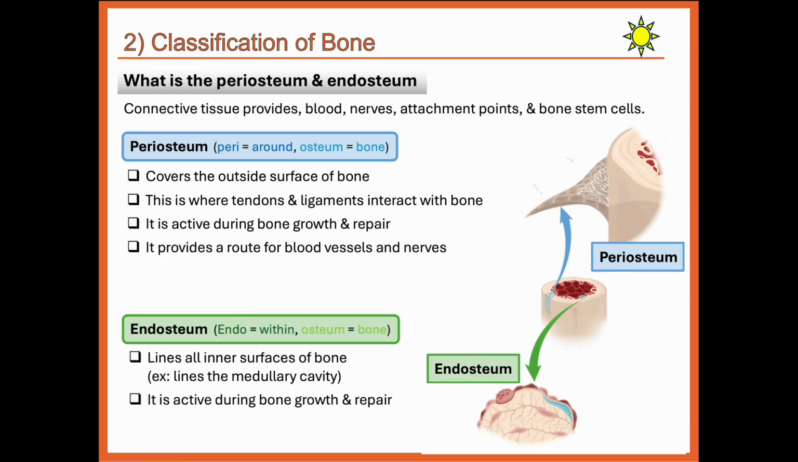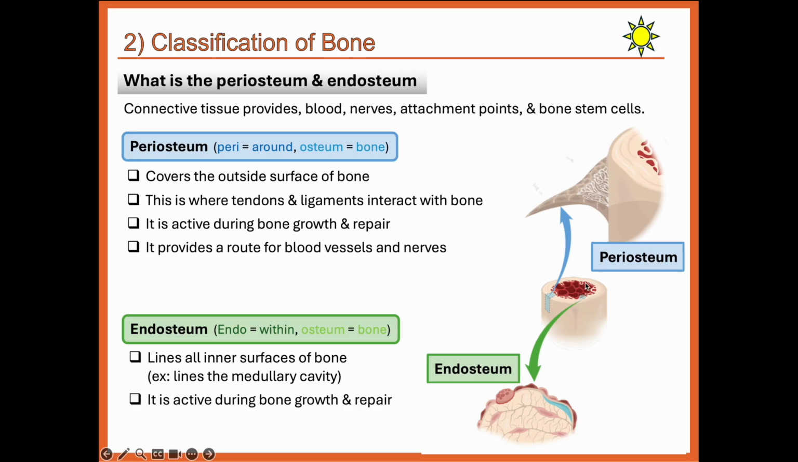What else? Endosteum, endo means within, right? Osteum means bone. So do you see this inner layer around the middle? This middle part in red is actually empty. It's called the medullary cavity. In the shaft of the bone, this part is empty and it's like a hole in the middle. It might have some marrow in it, but apart from that, it's empty.